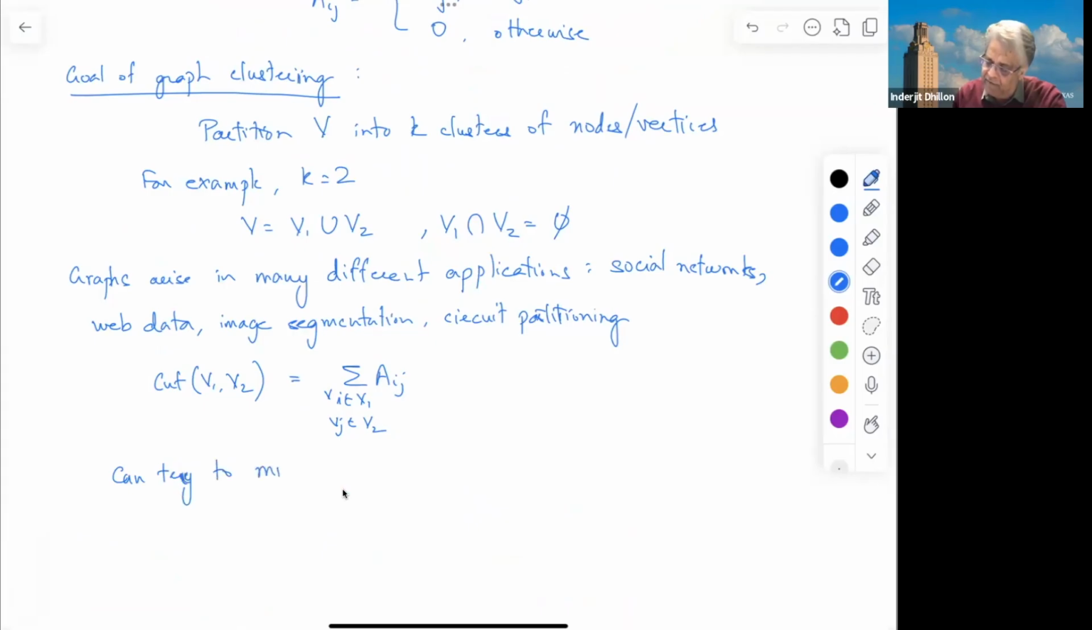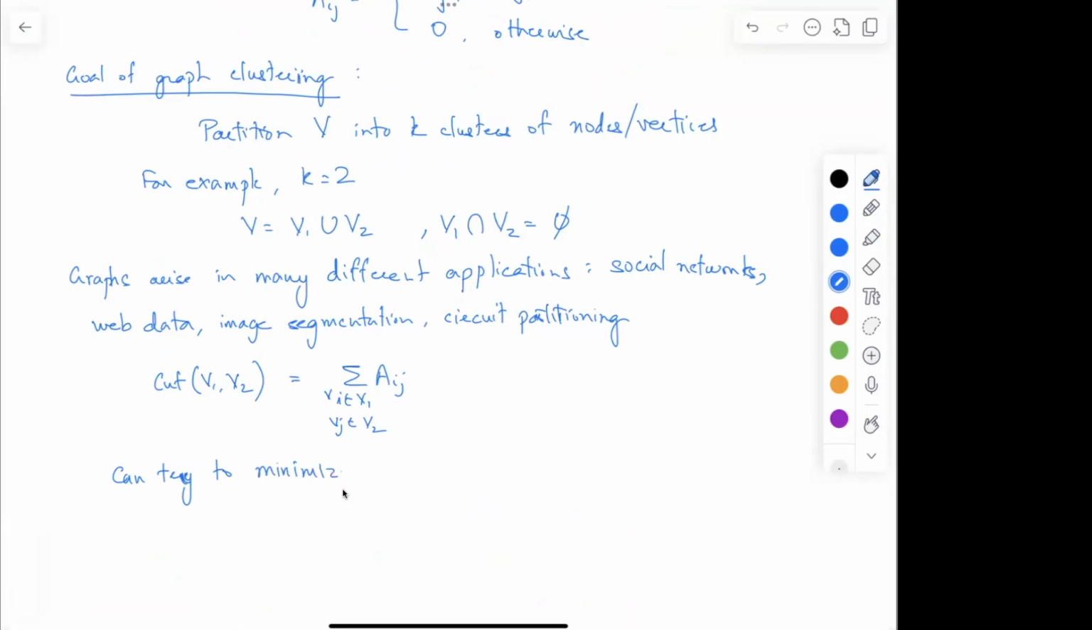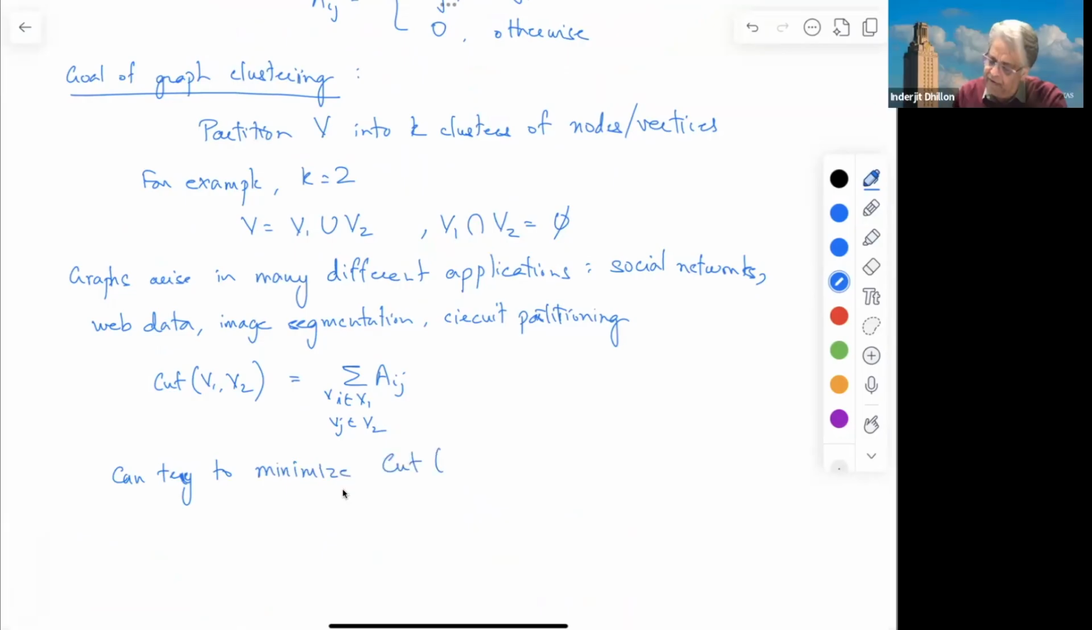the cut V1, V2. I have a question on the definition, if I may. Yes, go ahead.